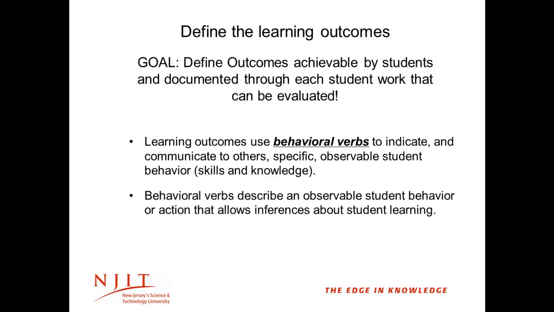And these indicate and communicate to others, not only you, not only the student, but also as you collectively bring all your courses together for the program, and then the programs bring collectively for the university, so everybody knows it's specific. It needs to be observable behavior. There's observable behavior relative to the skills and knowledge. And they describe so that you can make inferences about the student learning.